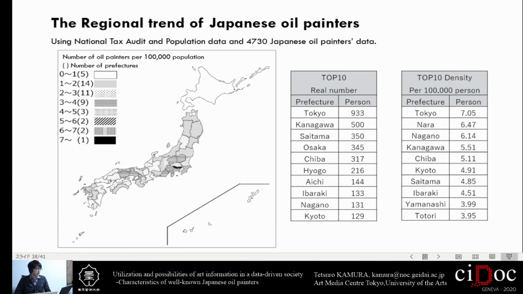On the other hand, this slide shows a regional trend of Japanese oil painters in Japan. This figure is analyzed using national tax audit and population data, plus this study's data. We can propose art and town development to local administrations if we can use more detailed artist and open government data.